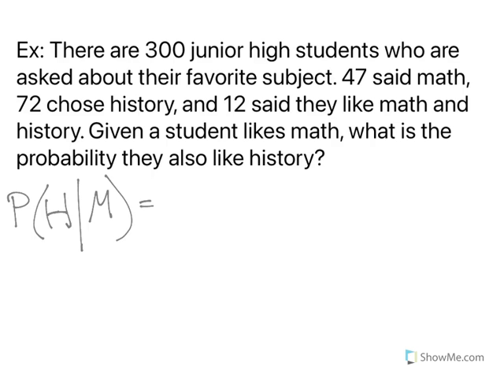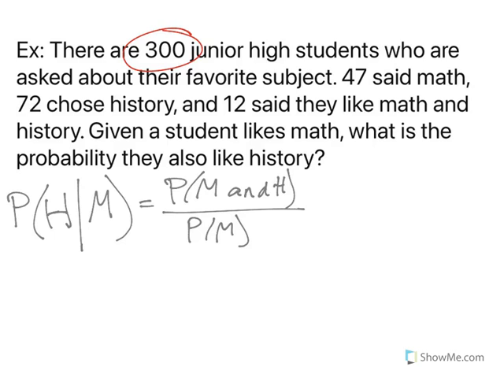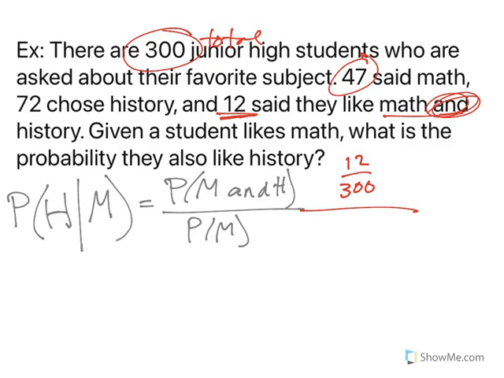Let's write this out in symbols. Probability of history given math. That means we're going to find the probability of math and history and divide that by the probability of just math. Based on our problem, we have 300 total, and 12 said they like math and history, so my numerator is 12 over 300. And the probability of just math is 47 out of 300.